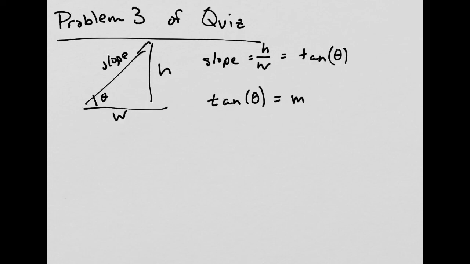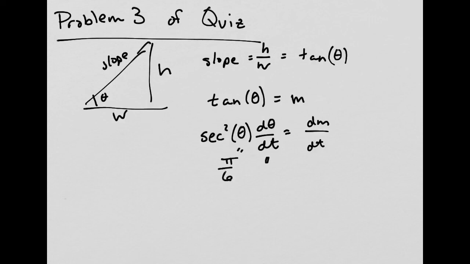And so when you take the derivative of this with respect to time, the derivative of tangent of theta is secant squared of theta times d theta dt. And then the derivative of your slope is just dm dt. And so you had a value for d theta dt. It was either like pi over 19 or pi over 21. And then you needed to check for theta at pi over 6, and then plug that in to find how your slope was changing. And so that was how you should have approached problem 3 on the quiz.